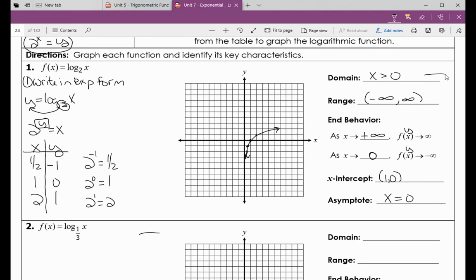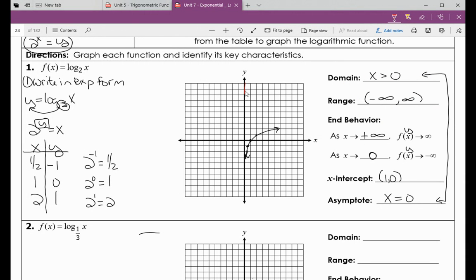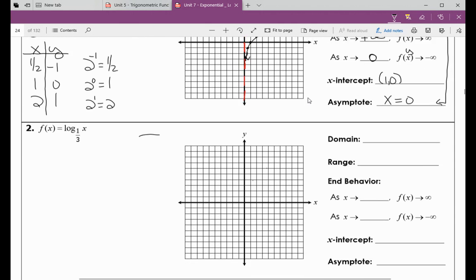So whatever number you put as your domain boundary and your asymptote should always match. What that means is there is an understood line right here that your graph cannot cross. Your graph cannot cross that asymptote line. So let's talk about the next one.